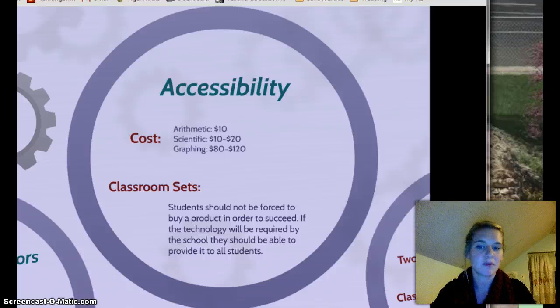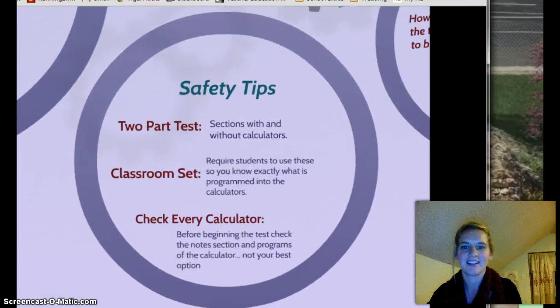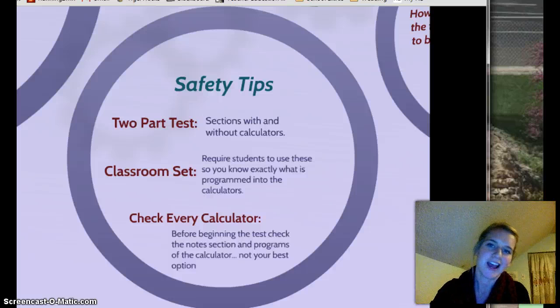They should never be forced to order a product, and like I said, the school should be able to provide. But here are some safety tips. A lot of cheating can go on with a calculator.